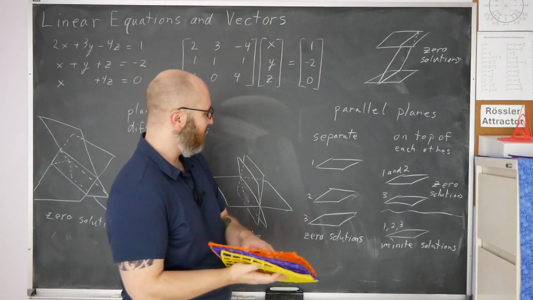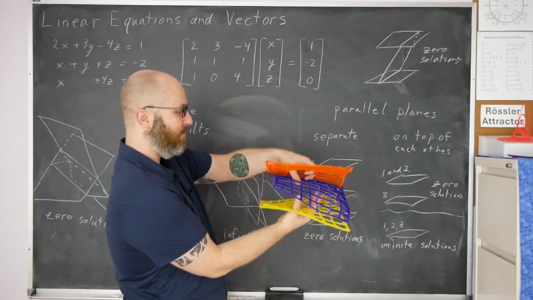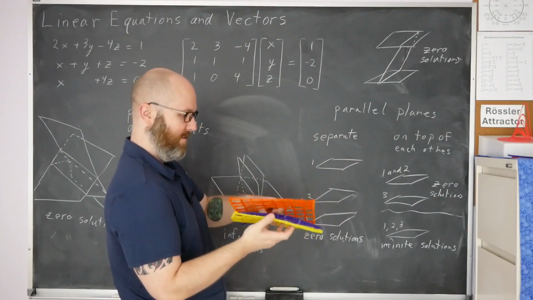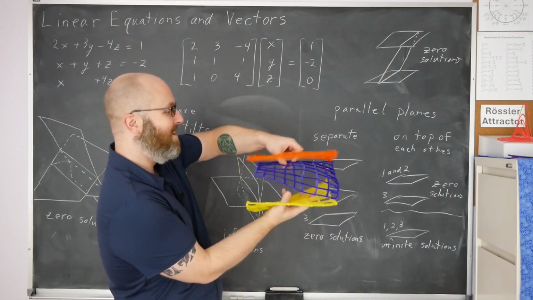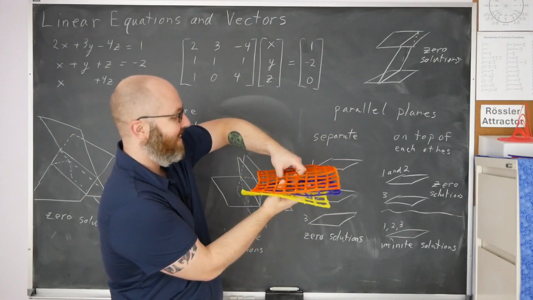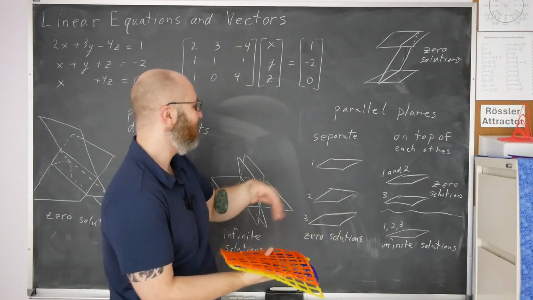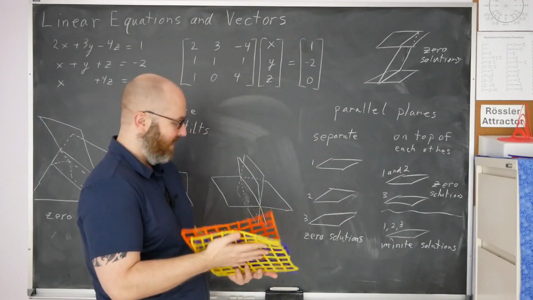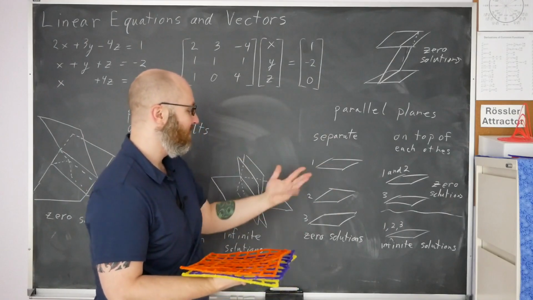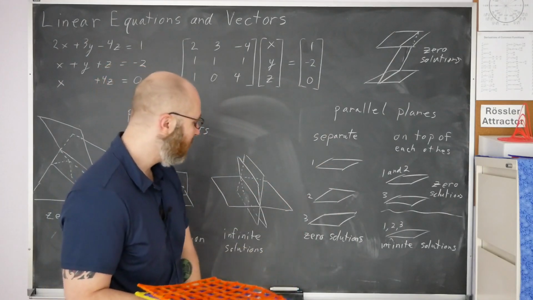But if you have some parallel planes, they could all be separated by a certain amount. I don't know how I'm going to do this. All right, the 3 planes are parallel and separate. Pretend those are parallel and separate. Yeah, you can read the drawing. So, they all have the exact same tilt to them, but they're all separated. None of them touch. 0 solutions.